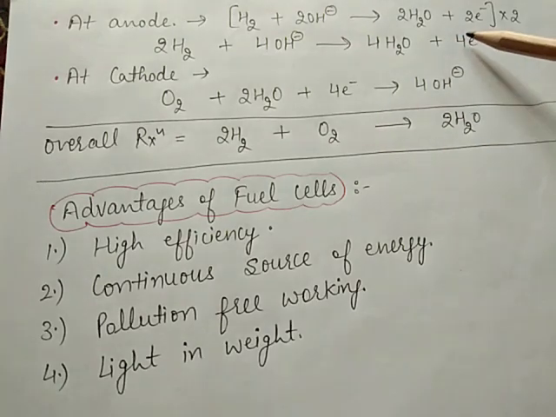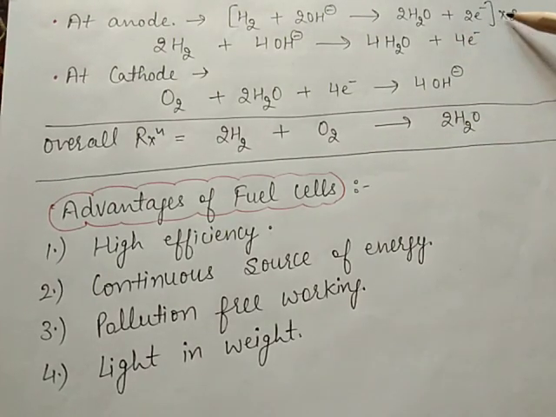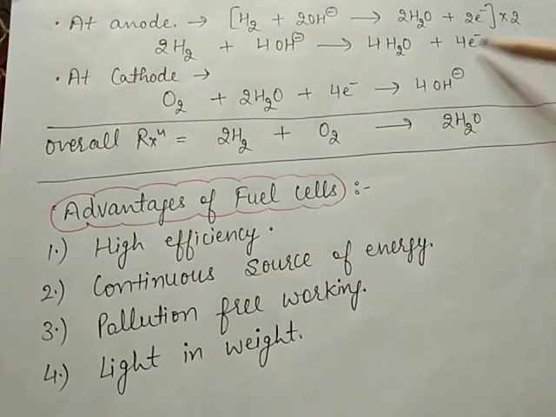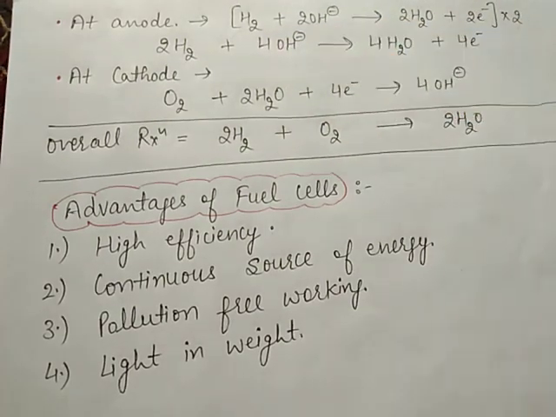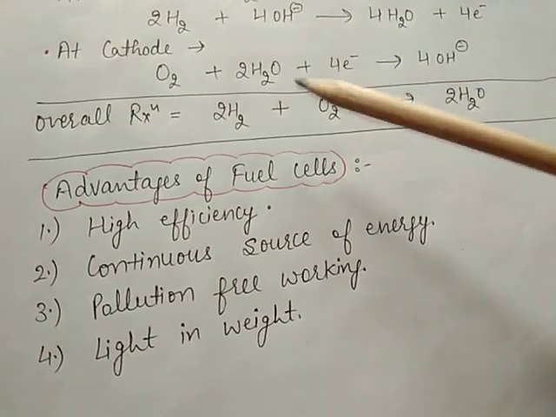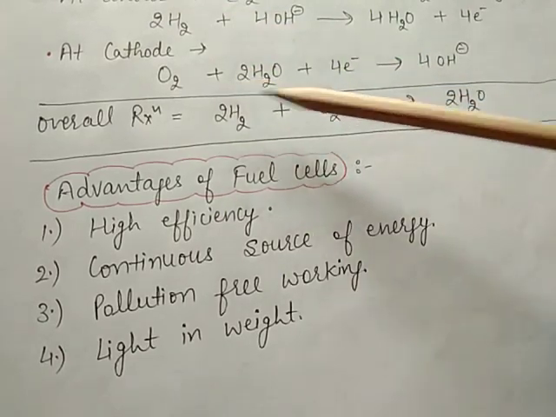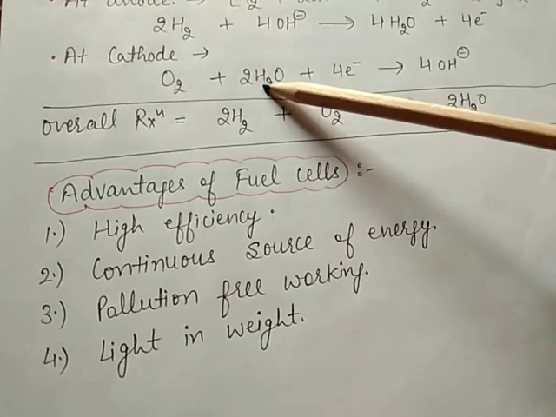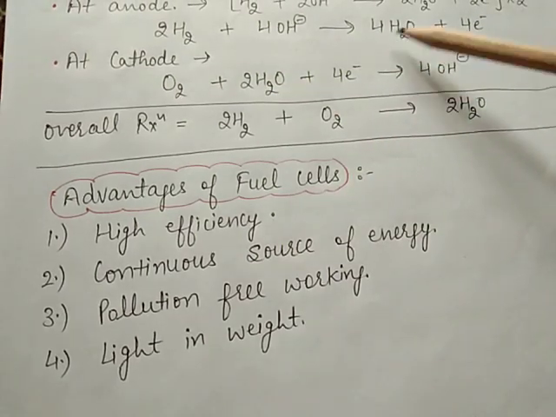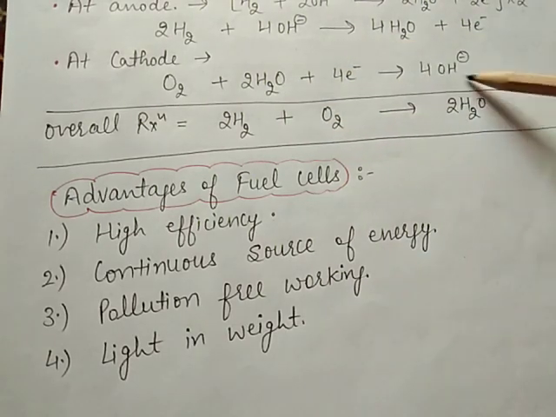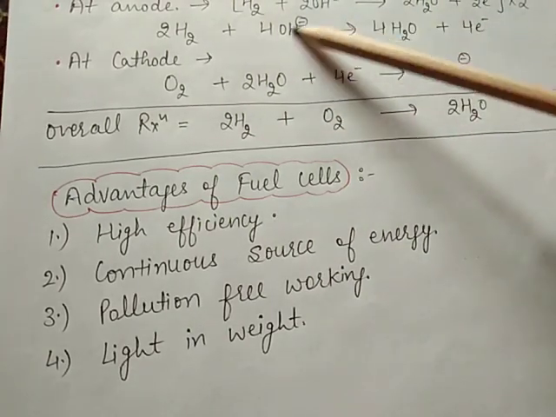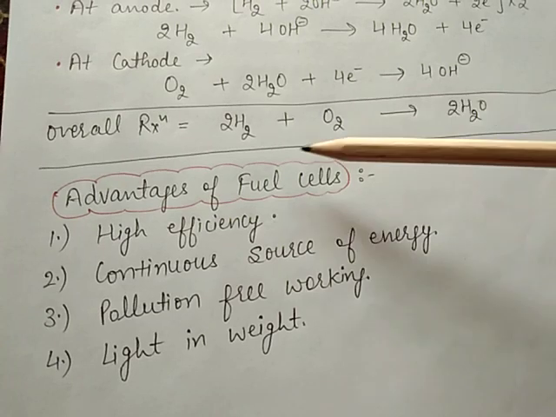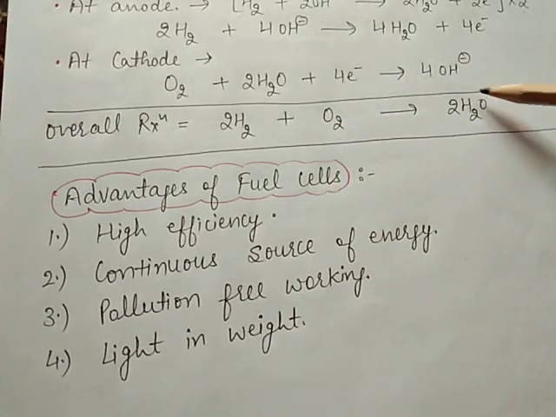So balance both the electrons. Equation 1 is multiplied by 2 because then 2 becomes 4 electrons. This equation is also multiplied by 2. After that, the net reaction is 2H2 plus O2. The 4 electrons cancel out, the H2O molecules cancel out and 2 are left only, and the 4 OH negative ions cancel out. So the overall net reaction is 2H2 plus O2 gives 2H2O.